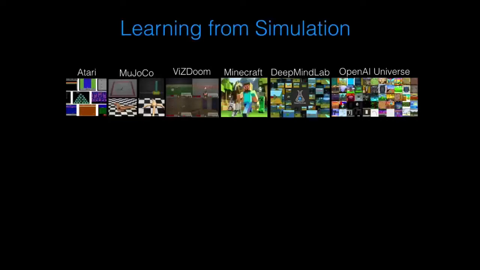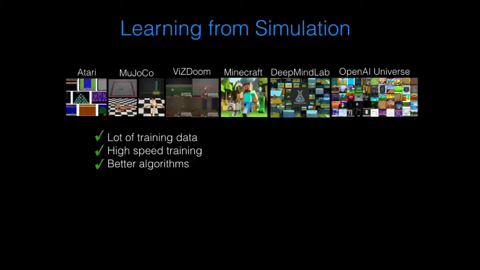A promising avenue for addressing these challenges is to train policies in simulation, and most recently this has gained an increasing amount of interest. Different environments are made available, such as Atari games, MuJoCo, Minecraft, and of course, hot from the oven, DeepMind Lab and OpenAI Universe. Learning in simulation is great because it gives us a lot of data for training at high speed, and with the flexibility that it provides, we have the freedom to develop better algorithms, which is just great.